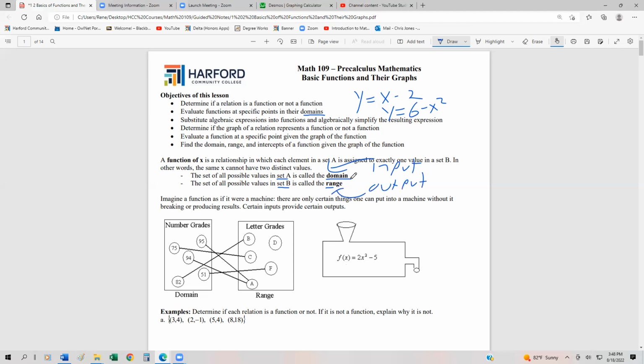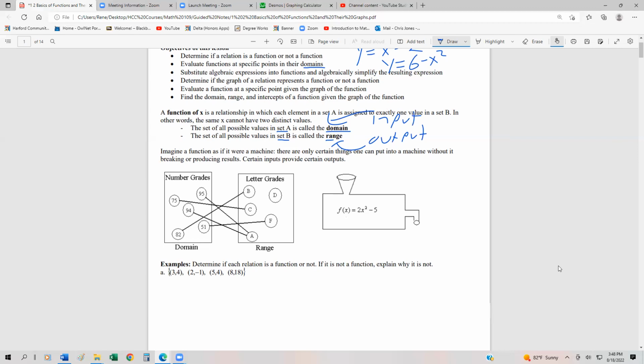One of the best ways to conceptualize what a function is, is thinking of it like a machine. So let's say, for instance, this is like a soda machine. If you put in some money, what we should get out is a soda. I'm going to do my best to draw a soda here. And every time we put in the right amount of money, which is going to be the domain, then we're going to get a soda out.